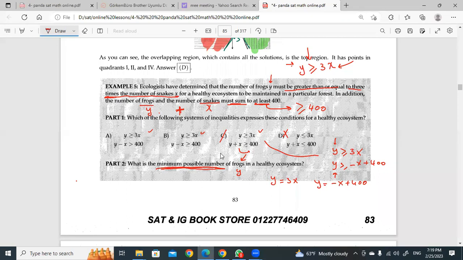Okay, after this I will equate the two equations. This is y and this is y. So 3x equals negative x plus 400. After this I will move the negative x to the other side as a positive x. 3x plus x equals 4x, which equals 400, which means that x equals 100.